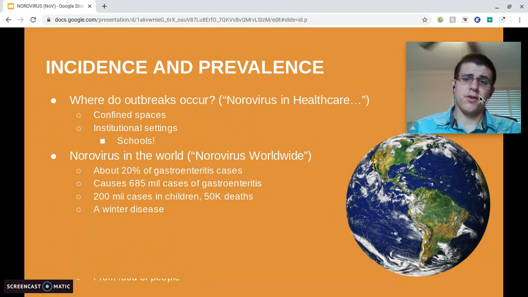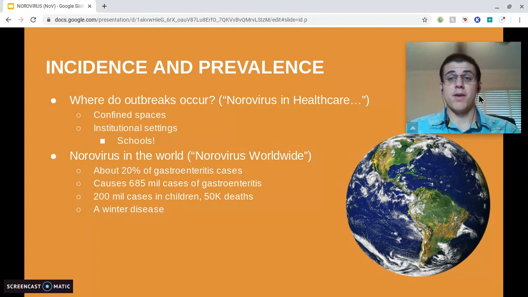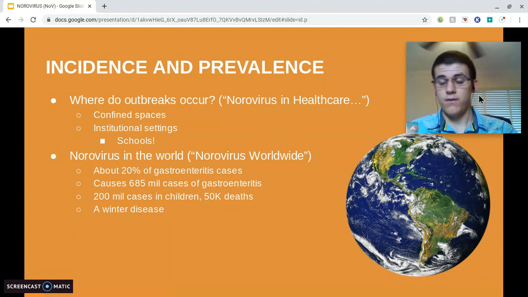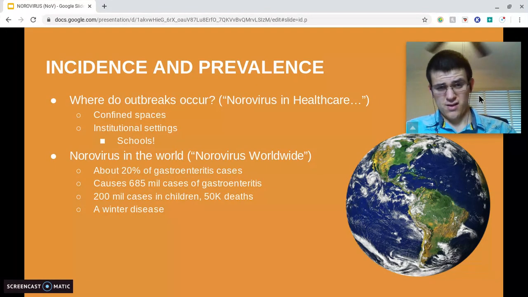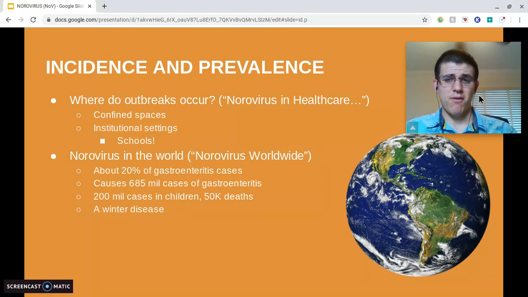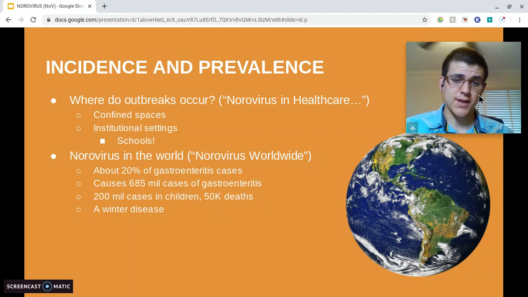So, where do outbreaks occur? They usually occur in places where there's a lot of people close together, so confined spaces. We already talked about the cruise ship. There's other places that have a lot of people that could foster an outbreak of norovirus. And the last thing is the institutional settings. So that can include schools, daycares. I believe hospitals are very at risk. So it's very important to have good hygiene around these places so that you can prevent the spread of the disease.